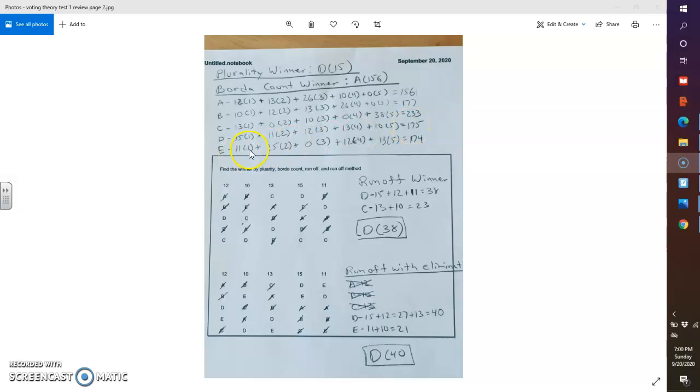And with E, we have 11 first place votes, 25 second place votes, 0 third place votes. The 25 second place votes come from the 10 and the 15 here added together. 12 fourth place votes and 13 fifth place votes.